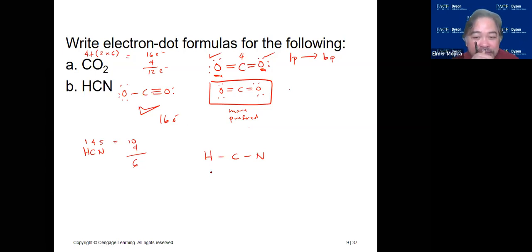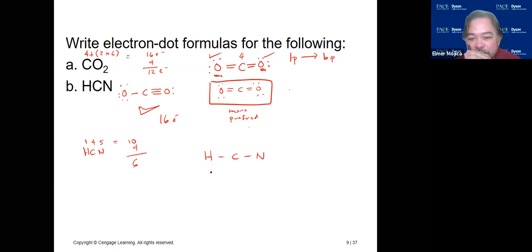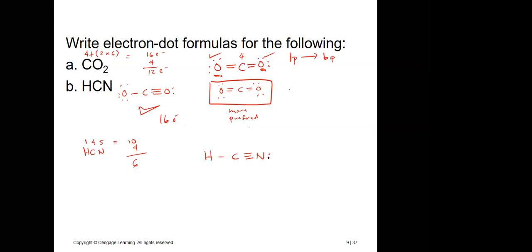How are we going to do that? We're going to do bonding, I mean, multiple bonding. So how do you think I'm going to distribute these 6 electrons between carbon and nitrogen? How many more electrons do they need to share? Can I make it? Okay, I put 4 here and I put the other 2 here. Does that make sense?